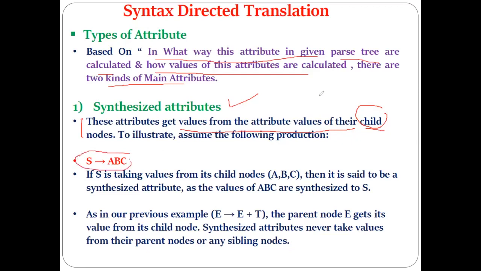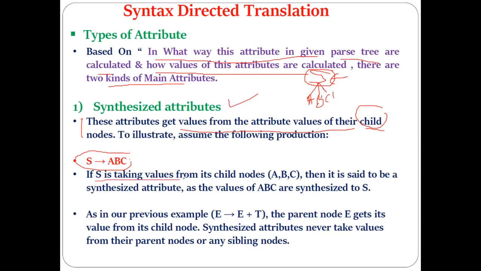Let's see here. S derives ABC. If you try to draw the parse tree for this, you can draw it like this: S derives ABC. Now if this S is taking the value from A, or from B, or from C, then this particular attribute present at the node S is called a synthesized attribute. Okay, same thing I have mentioned.